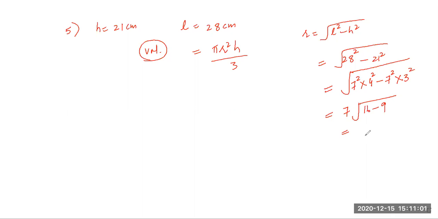So this will be r. How much will it be? Correct. So it will be 7 under root 7. Beautiful. 7 under root 7 centimeter is the radius. Okay, so we got the radius.